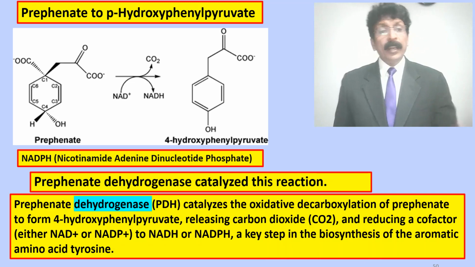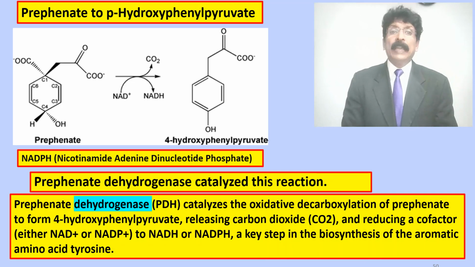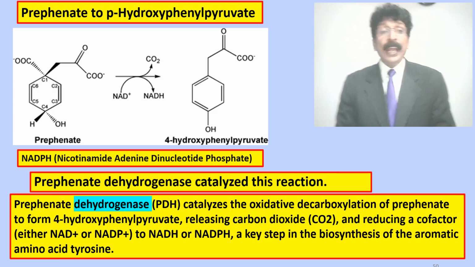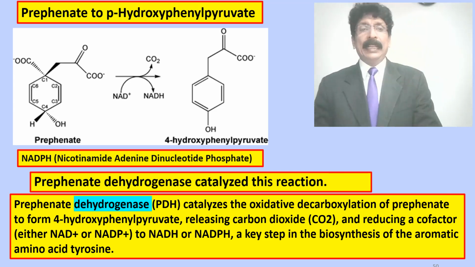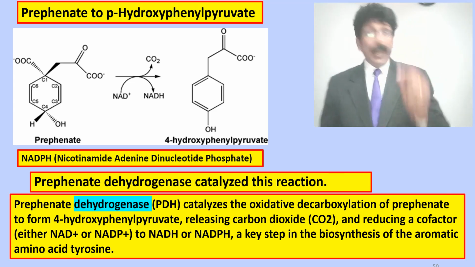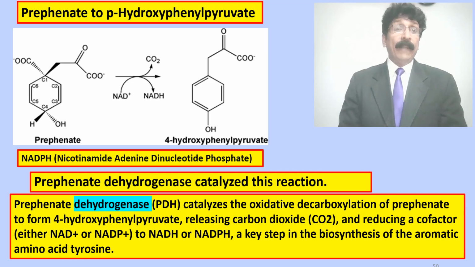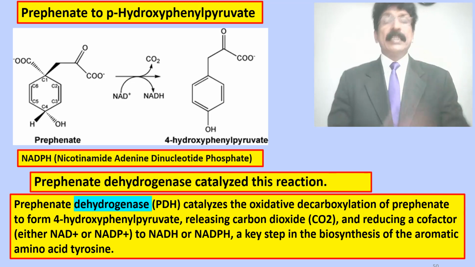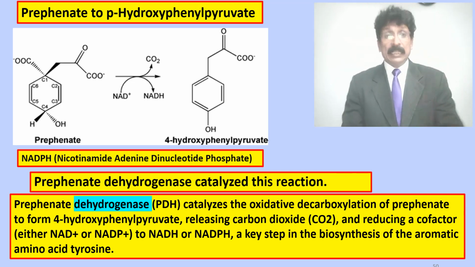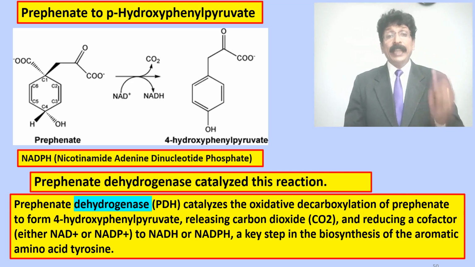Here you should remember that the enzyme is prephenate dehydrogenase, and in phenylalanine it was dehydratase. These enzymes we have come across in the last class itself. So here dehydrogenase.